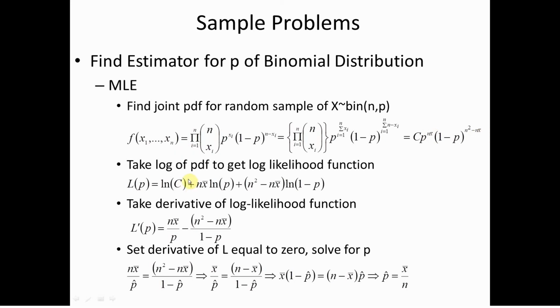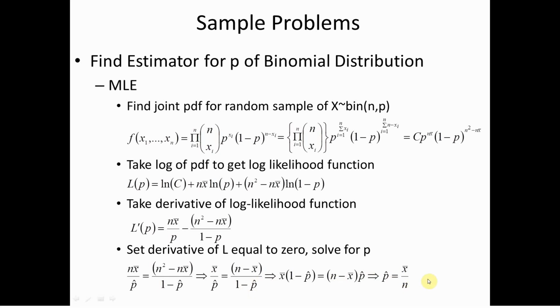I'm going to then take the log of the PDF to get the log likelihood function, and I'm going to call this whole quantity here capital C. The reason why is, as far as p is concerned, it's not a function of p, so this is just some constant. So I end up getting the following. Take the derivative of the log likelihood function, set it equal to 0 and solve for p hat. As soon as I set it equal to 0, p becomes p hat, and I solve for p hat, and I get p hat is equal to x bar over n.